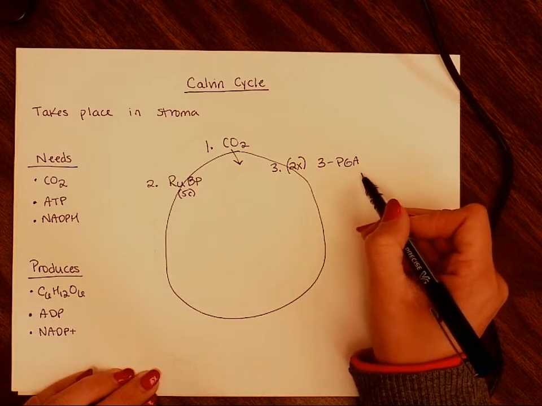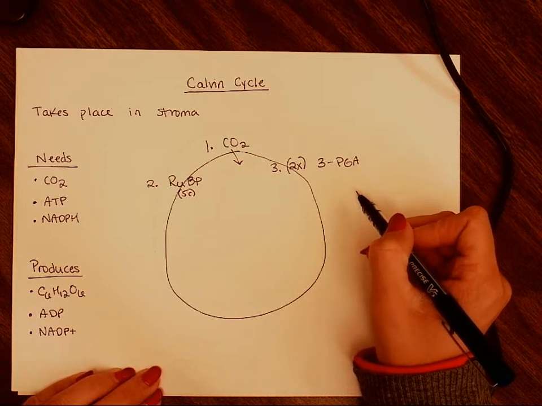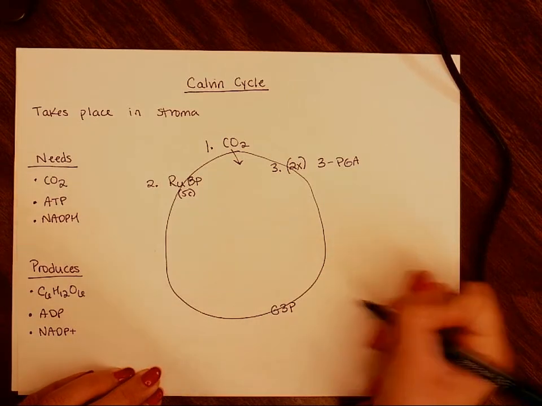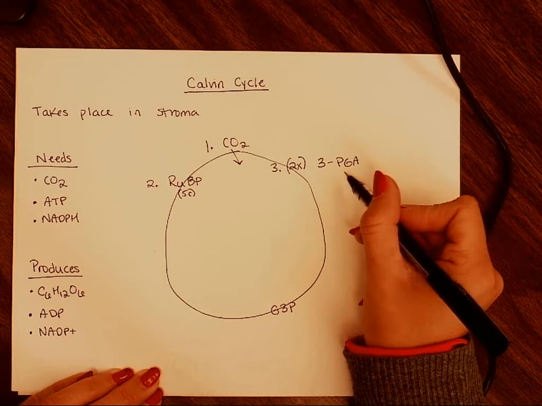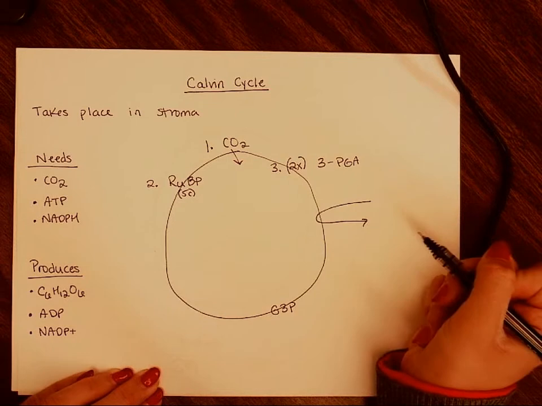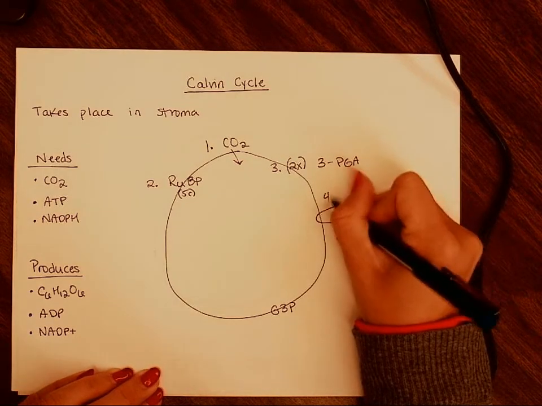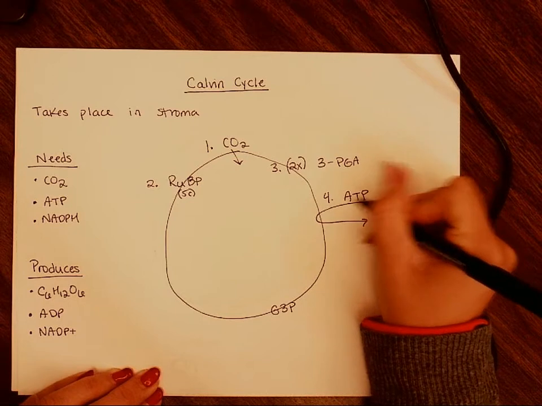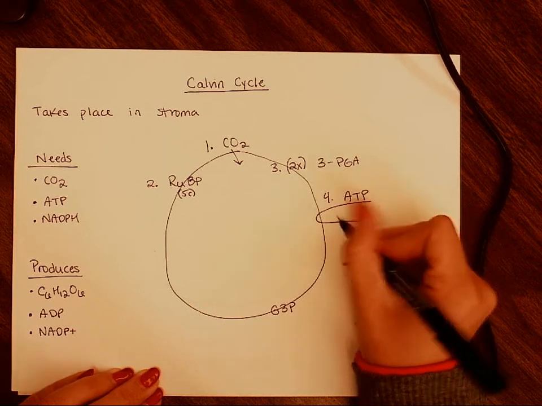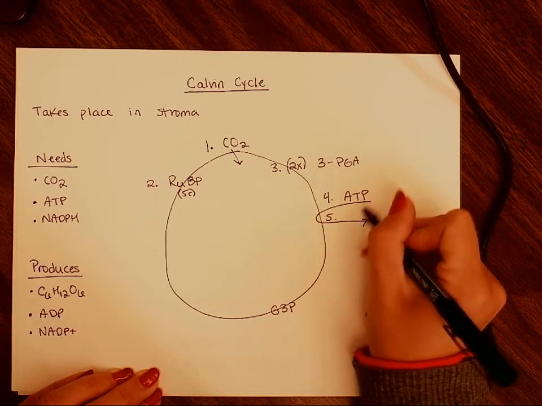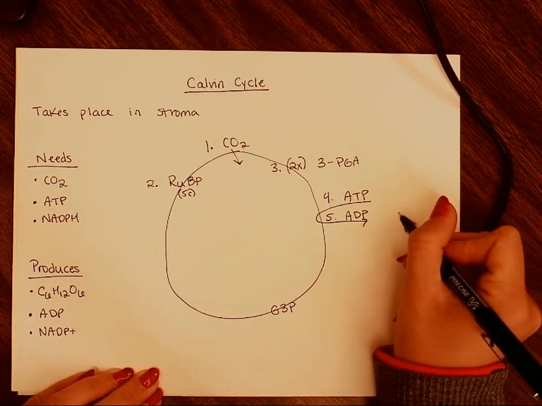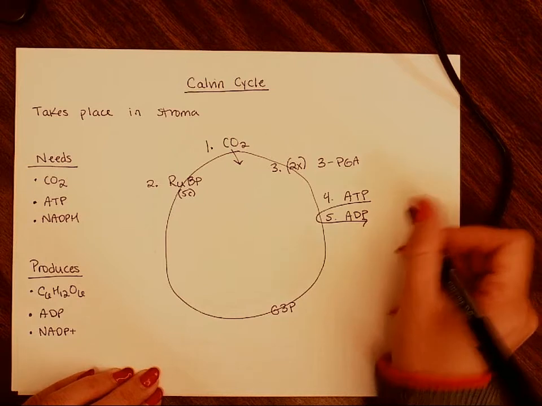Now, this 3-PGA is going to be modified into another molecule called G3P. We'll go ahead and add this down here. And the way that we see 3-PGA turning into G3P is energy made from the light reactions is going to come in. So step 4, ATP is going to provide energy. When that bond is broken between the 2nd and 3rd phosphate, energy is going to be released, and ATP is going to turn into ADP. This ADP is then free to go back to the light reactions.